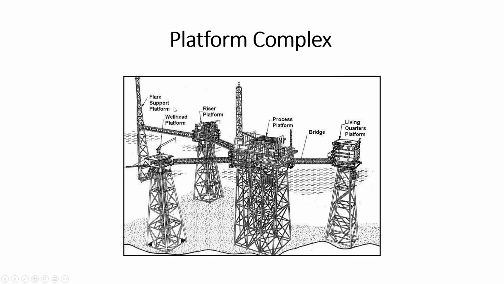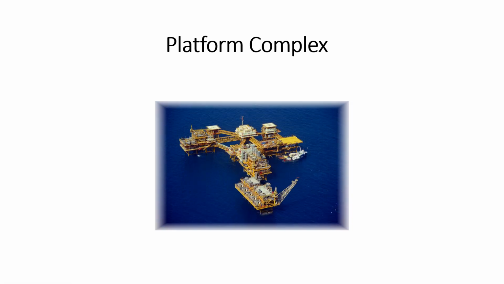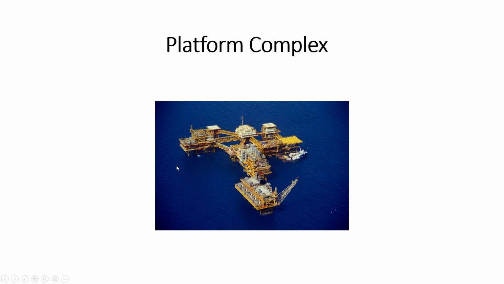Most of the flare supports are supported by a jacket, followed by the tripod. It has only 3 legs here because we do not need to go for 4 legs; 3 legs is enough. Other than that, all the platforms will have 4 legs, 6 legs, or 8 legs. So this is a real-time photo of the platform complex. Here you have some process, and this is the living quarters, and there will be a riser. All those things will be there here.